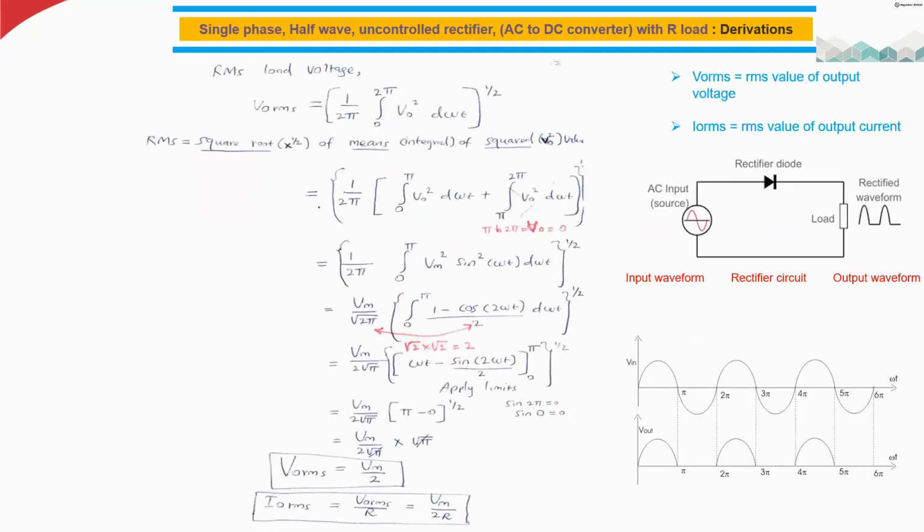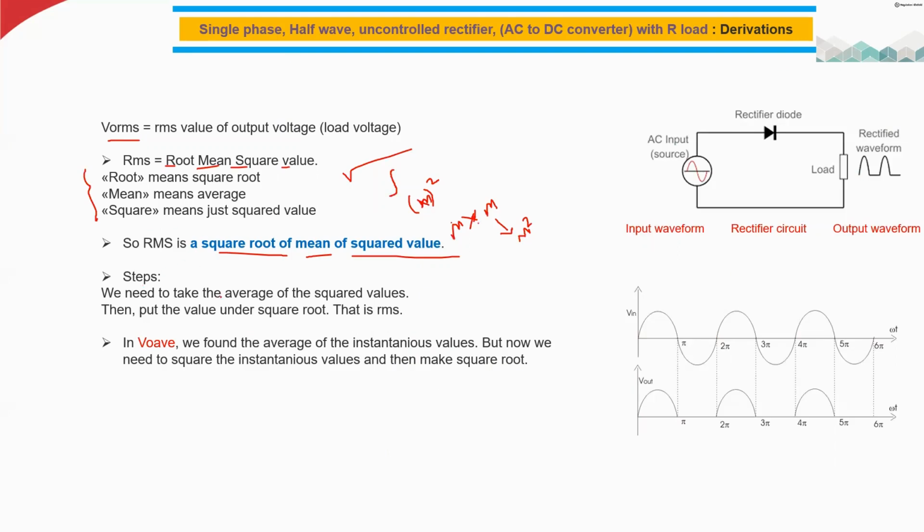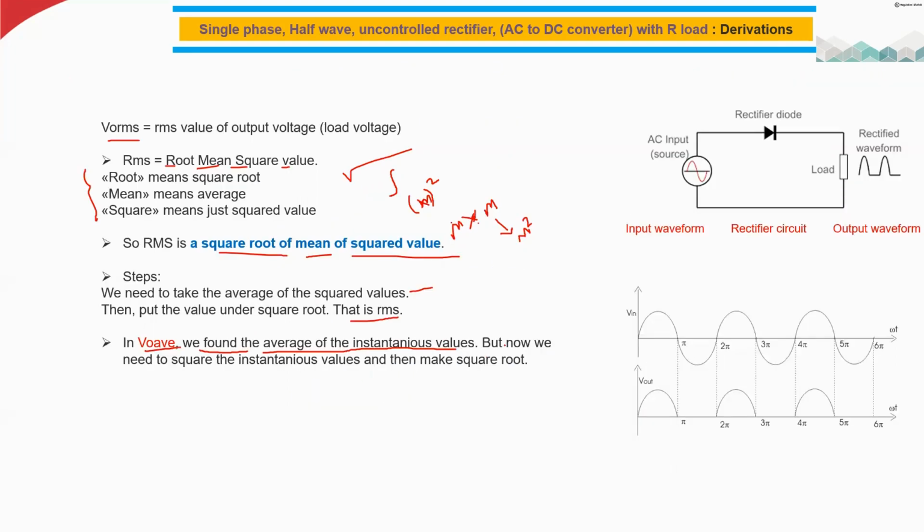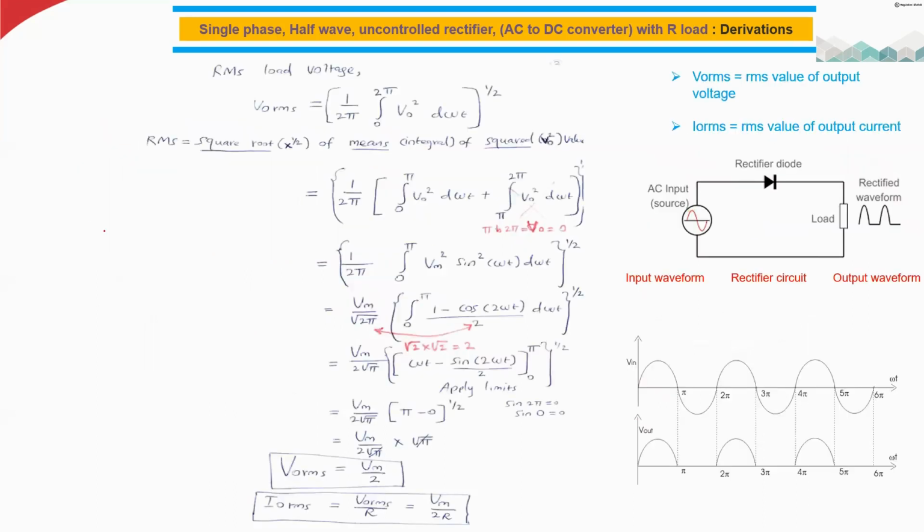When we see it mathematically, you will understand. We need to take the average of the squared values, then put the value under a square root, that is RMS. In Vo average, we found the average of the instantaneous values, meaning at each point, an infinite number of points. We made that already. Now we need to square the instantaneous values and then take the square root. That is called Vo RMS. We will see now how we can find that.